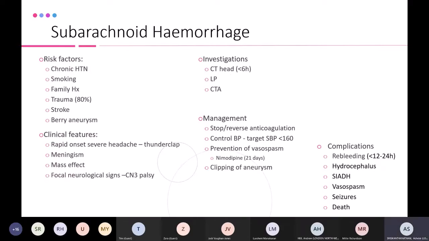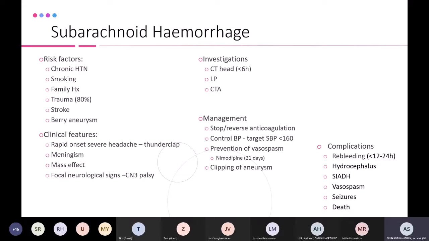Okay, and then just a quick whiz through subarachnoid hemorrhages. So I've listed the risk factors here, which are very similar to strokes in general. The key clinical feature you want to know is that it's a sudden onset thunderclap headache that they get. They'll also end up with things like meningism, have a mass effect as well, so this increase in intracranial pressure, and they may have focal neurological signs, and a key one is cranial nerve 3 palsy, and these are key things that they have in the questions when you have your SBAs.